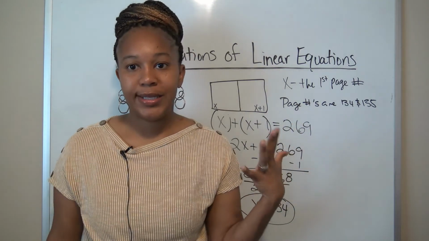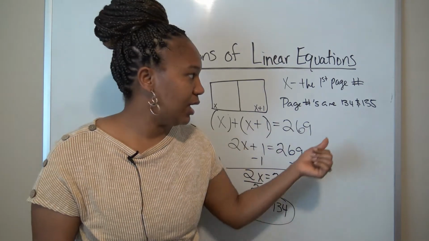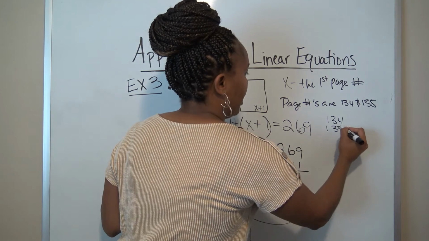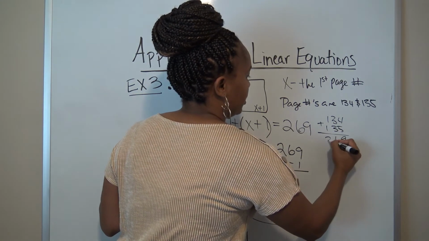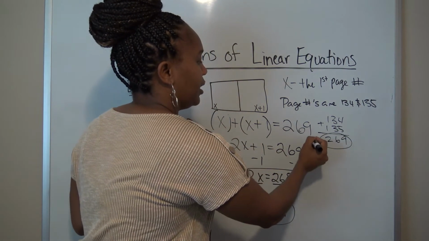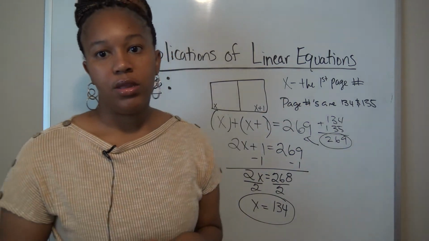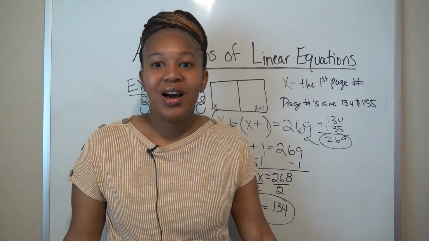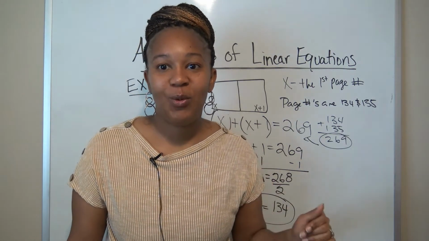The problem said the sum of the two page numbers is 269. Well, when I add 134 and 135, do I get 269? 9, 6, and 2. Yep, I get 269, so it checks out. So I know that those answers are correct. So this is how you will work that example. So let's try one more example.